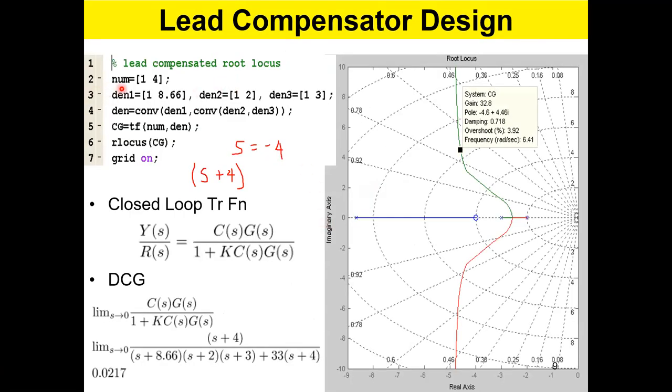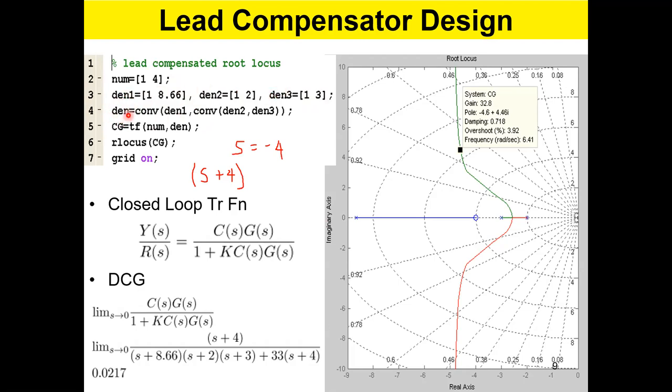So this is how we write the numerator in MATLAB, 1, 4, which means S plus 4 actually. And the denominator, you have 3 elements, 3 poles. One is 8.66, the other one is 2, the other one is 3. These are open loop poles and the compensator pole. So it is always easy to write it like that.